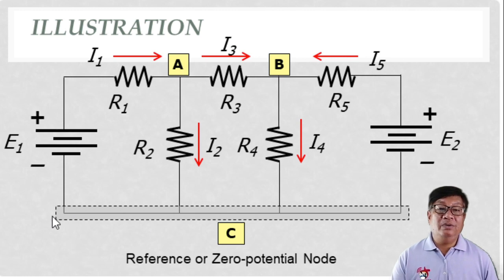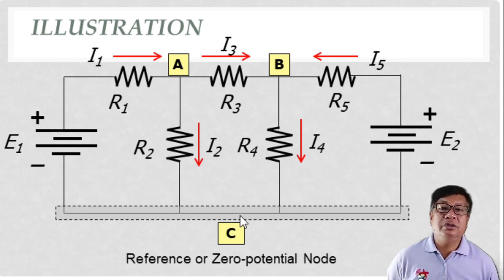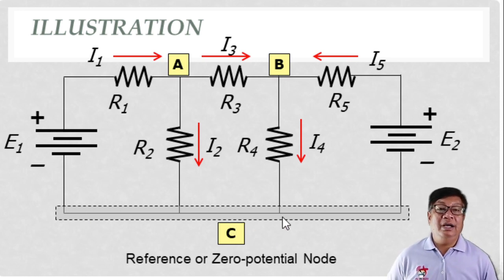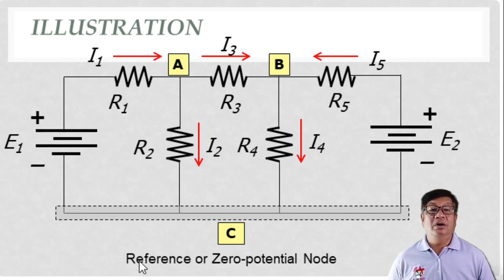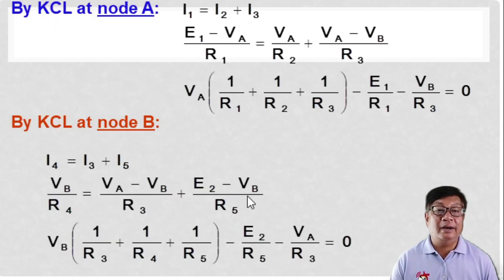So what will happen here below? This is also a node, and it reduces to one node because this is a zero potential node. So this is a reference. Even though we have 4 connections, you can reduce it into 3 nodes. We just combine them all here. This becomes the reference or zero potential node.